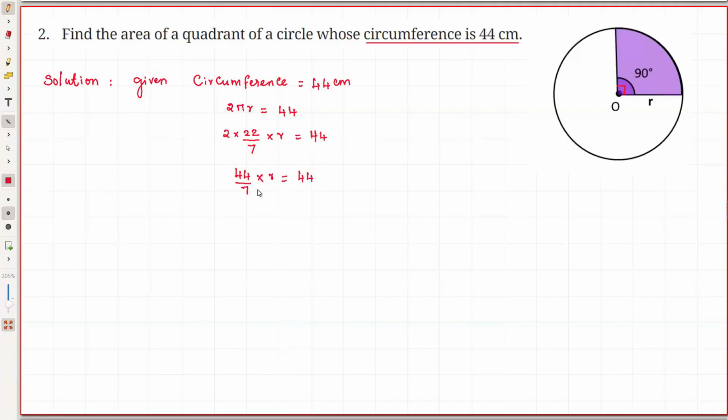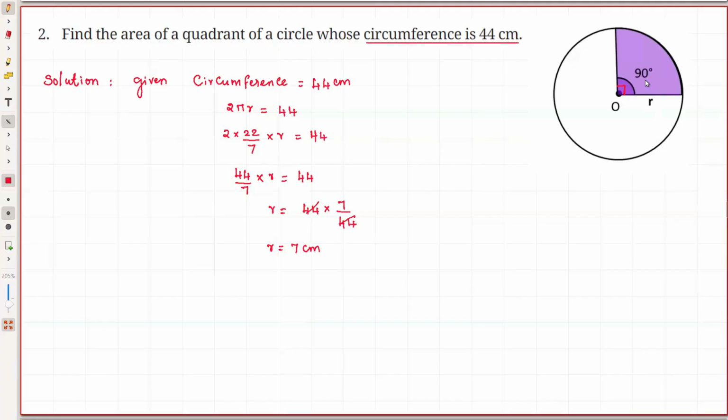Now take this 44/7 to the other side. It will become 7/44 while we are taking it to the next side. Now 44 gets cancelled. So now the radius is equal to 7 centimeter.